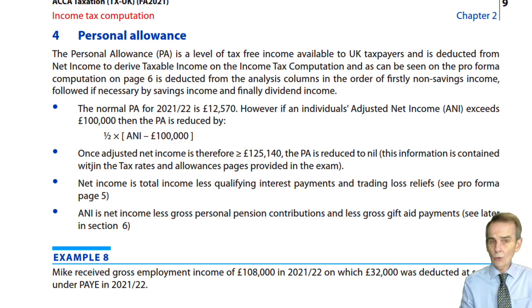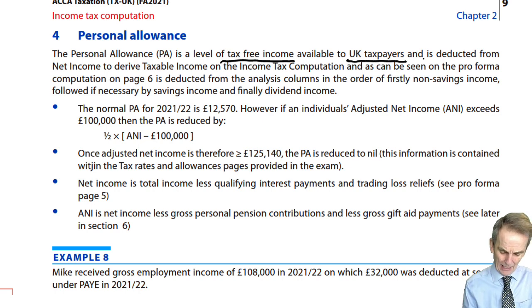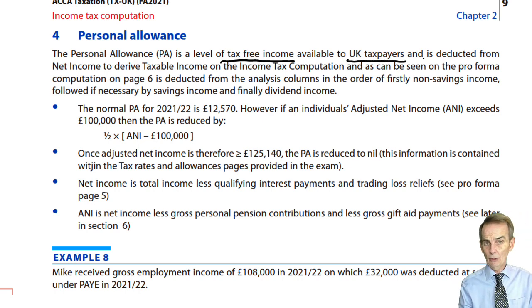So what are we told? What do we already know? The personal allowance is, of course, a level of tax-free income, which, as we said, is available to UK taxpayers, usually in full. But if, as we discover, the level of something called adjusted net income of the taxpayer goes above a certain level, then that's it. You start to lose that personal allowance on a proportionate basis until such time as it comes down to 0.